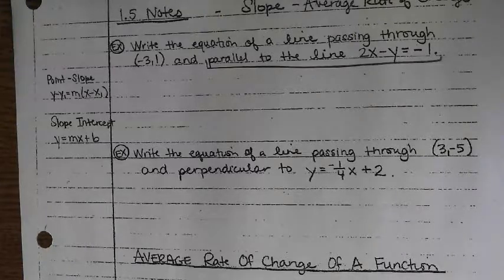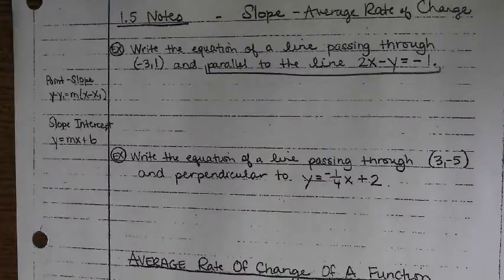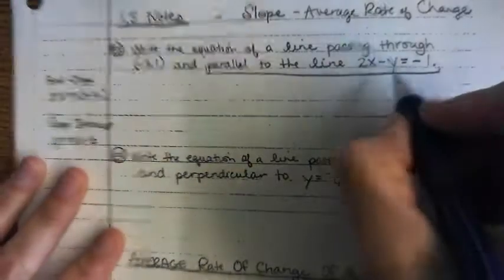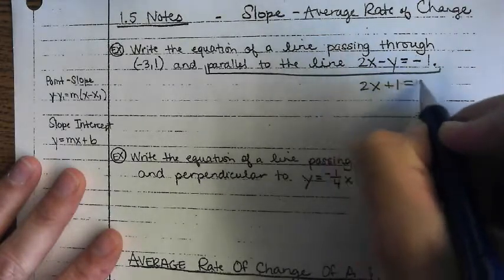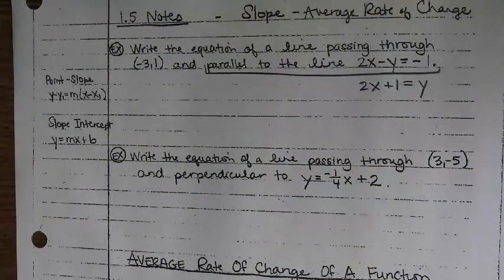We obviously have our point. How can we use this information to find our slope? Nate, what do you think? Okay, so let's just say add my y over, and I'll add my 1 over. So it'll look like that. Go on.